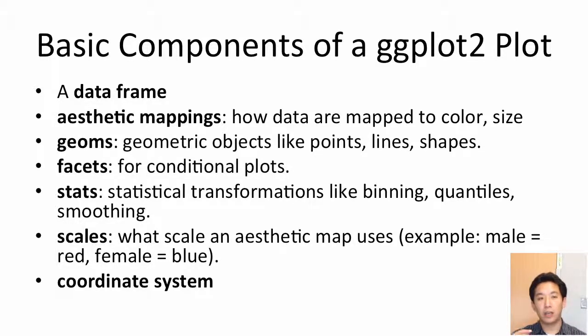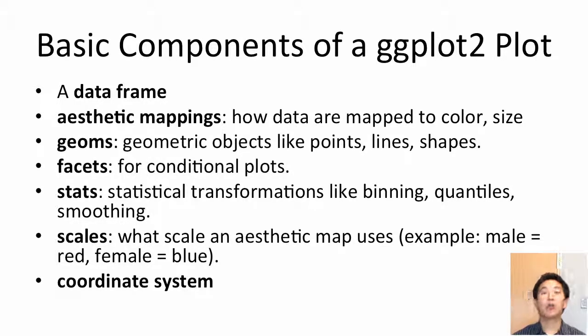Facets are used for conditional plots. Typically you want to have multiple panels of plots that show the relationship of something as a third variable changes. That's a facet. And then stats are statistical transformations like smoothing, binning, quantiles, regression, things like that. Scales define how the different variables are coded in terms of the plot. So, for example, you might have a binary variable that represents sex. The males will be red and the females blue or something like that. And so that is a scaling for a particular type of dichotomous variable.